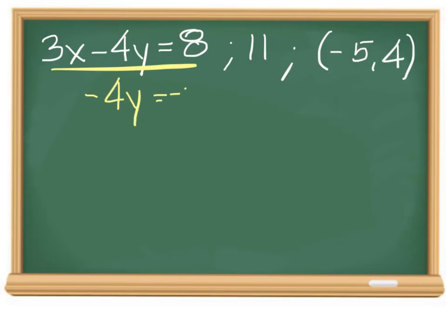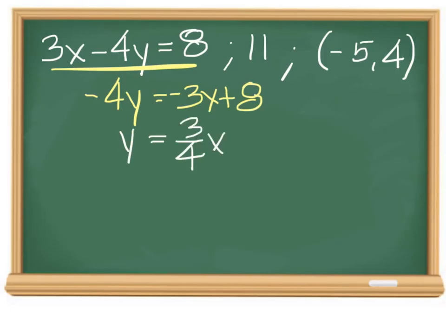Negative 4y equals negative 3x plus 8. Move the 3x over to the right, change the sign. And then divide everything by negative 4. You are left with y equals 3 over 4 x minus 2. That comes from dividing all of these by negative 4.